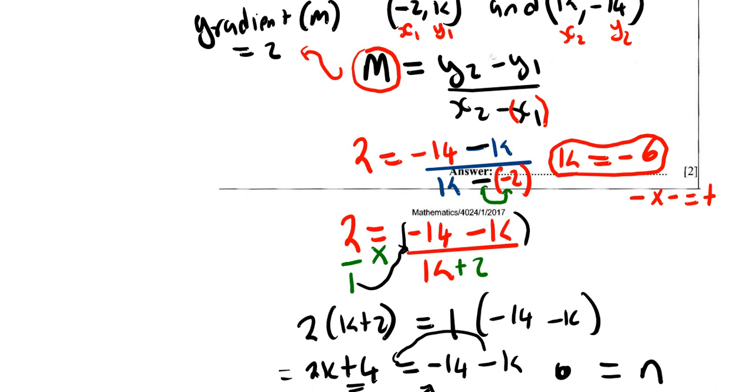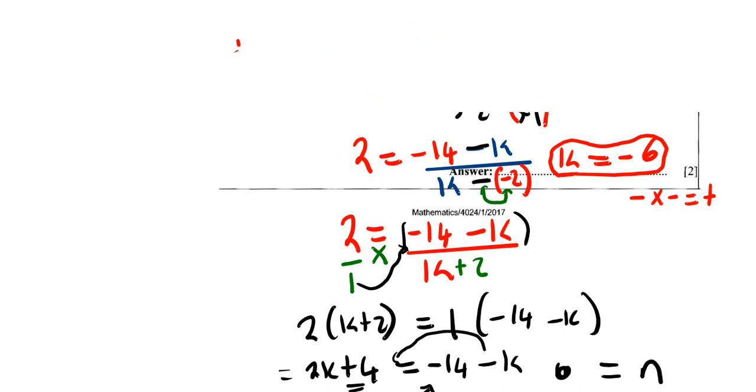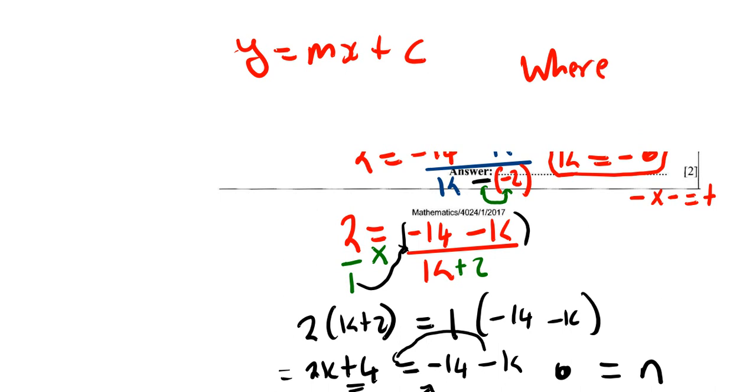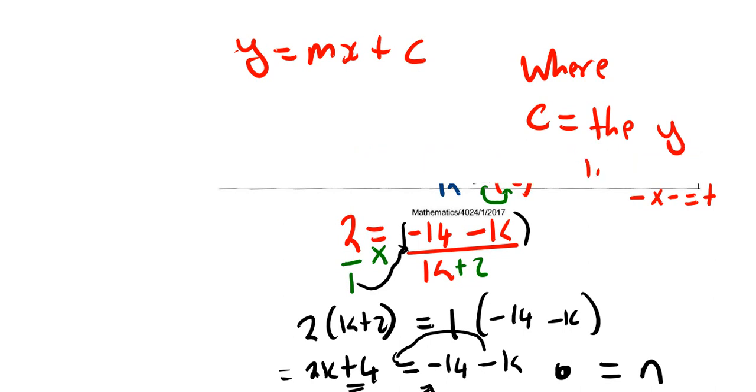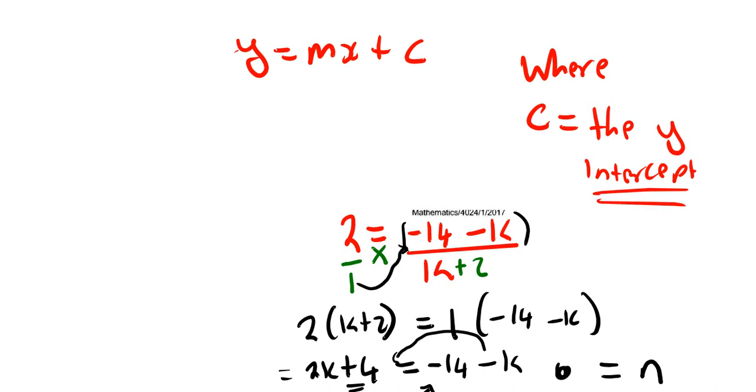I promised you that I'm going to show you how you can determine the gradient given an equation. Okay, let me try to come up with something here. So we know that the equation of a straight line is usually in the form of y is equal to mx plus c, where c is basically the y-intercept. Do not be scared with these words.